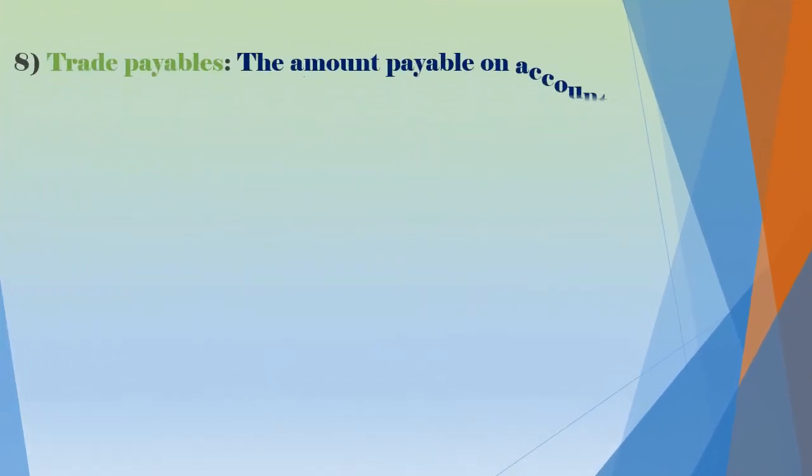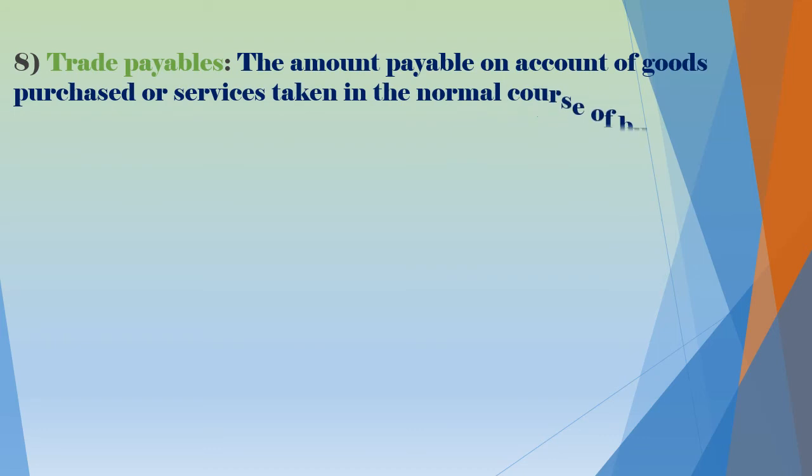Trade payables, the amount payable on account of goods purchased or services taken in the normal course of business. So like trade receivable, we said that when we sell the goods and we receive the amount in the normal course of business, not one-time purchasing and selling. It should be the same goods which are dealt with in purchasing and selling. Like here, trade payables are the amount that you have to pay on account of goods and services that you take in the normal course of business.